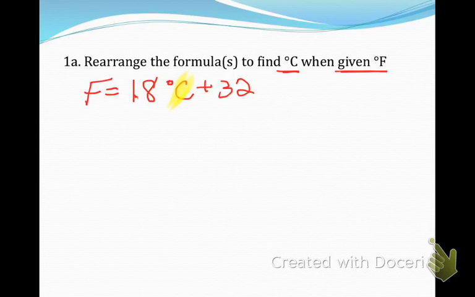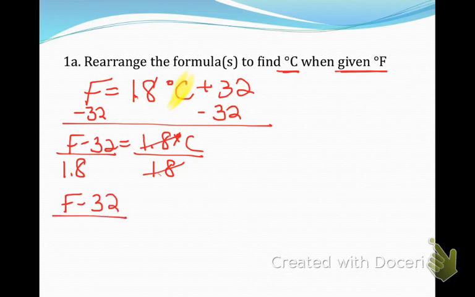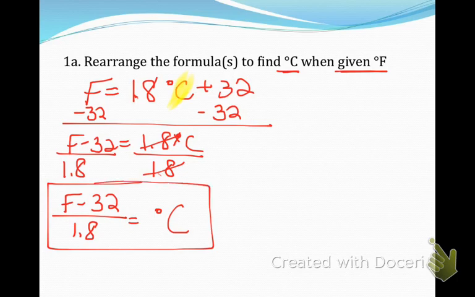Just by looking at the math, I know I can subtract 32 first. So subtract 32 from both sides. That's equal to 1.8 degrees Celsius. Make that degrees a C. That's fine with me. But we know that you're multiplying it. So now I can get rid of 1.8 just by dividing both sides by it. So F minus 32 over 1.8 is equal to degrees Celsius. So I can easily rearrange that equation. If I'm given Fahrenheit, I can find Celsius by doing that.